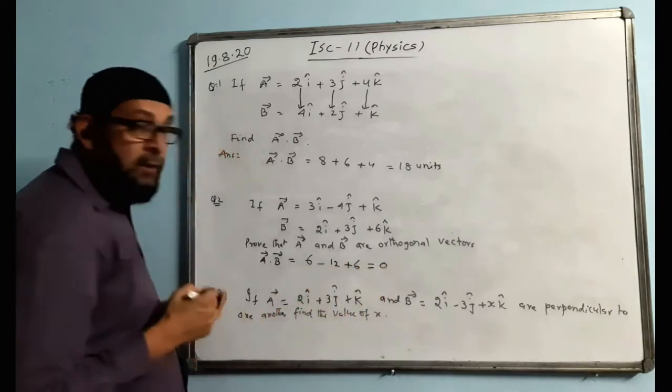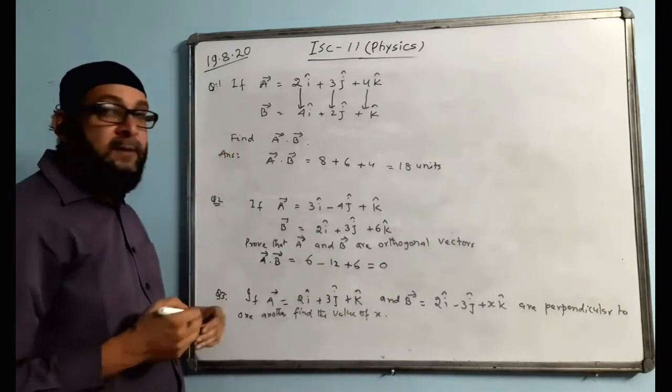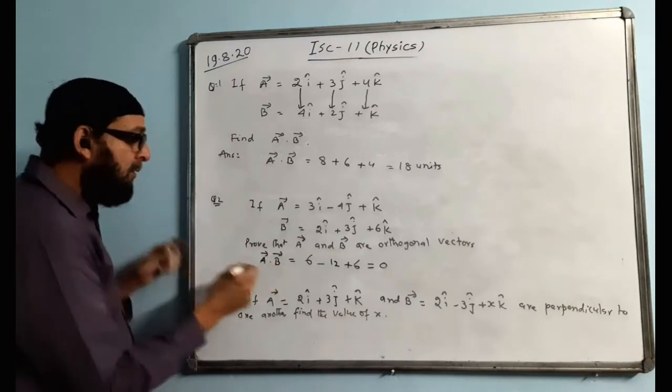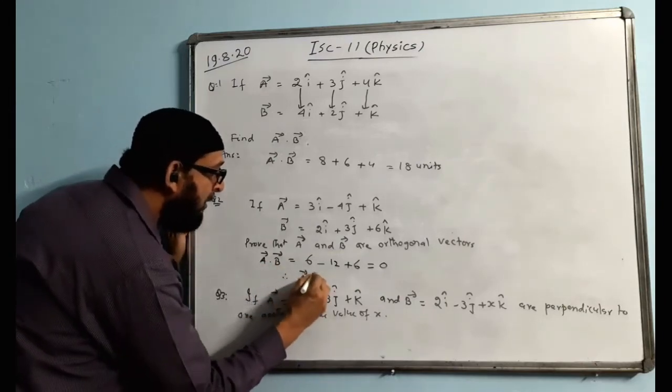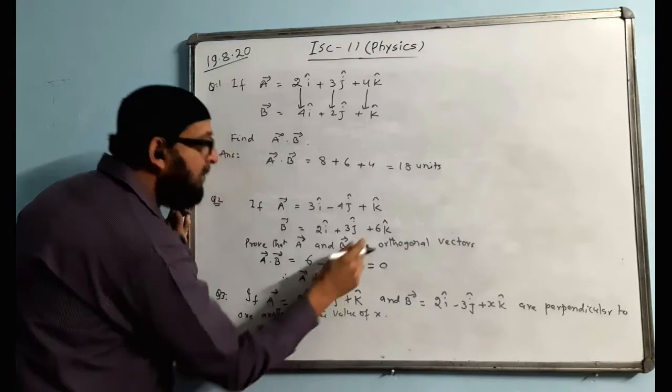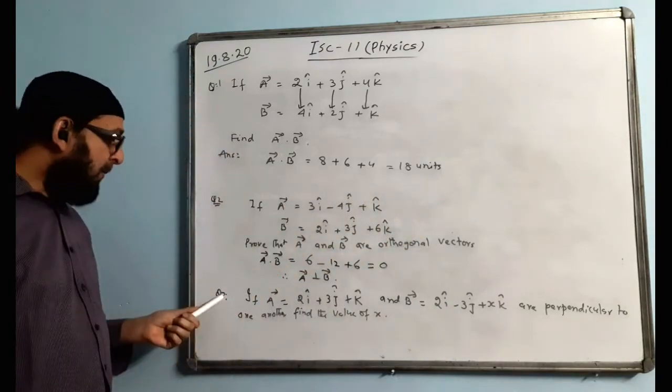The answer is 0. This confirms that when the dot product comes 0, they will be perpendicular. Therefore, we will write: therefore A is perpendicular to B. That means they are orthogonal. Proved.